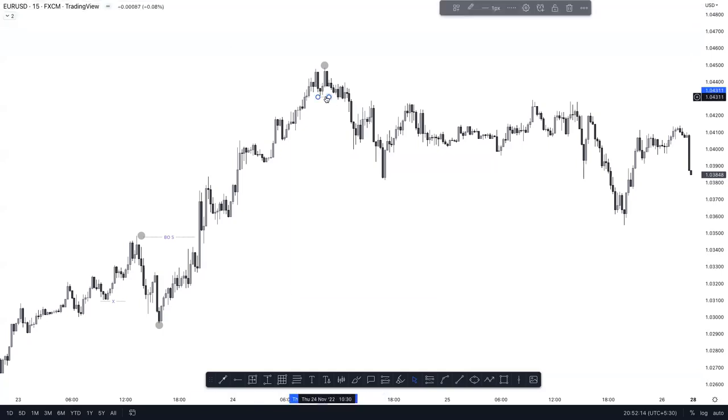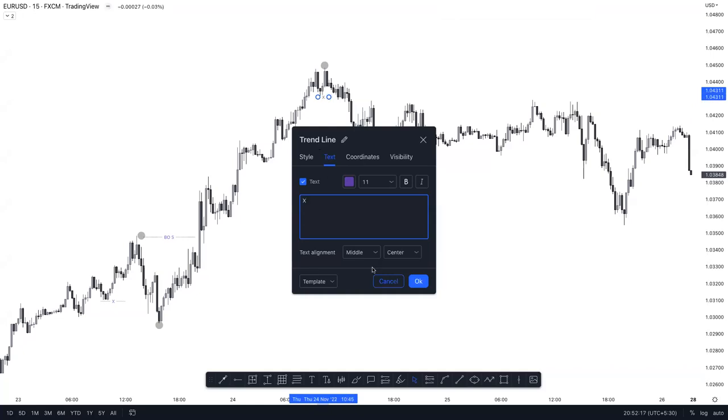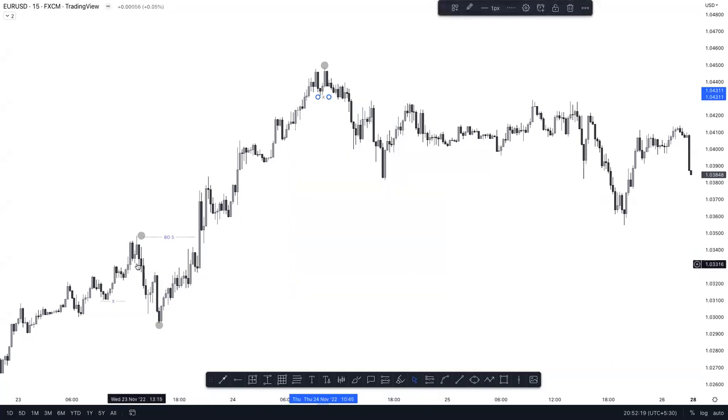So this one is also our inducement, as we did here, right? Because this one is our valid pullback here. So we can also consider this one our valid pullback, right? This pullback took out the previous candle high, right? So the new low is here, right? And where is our liquidity?